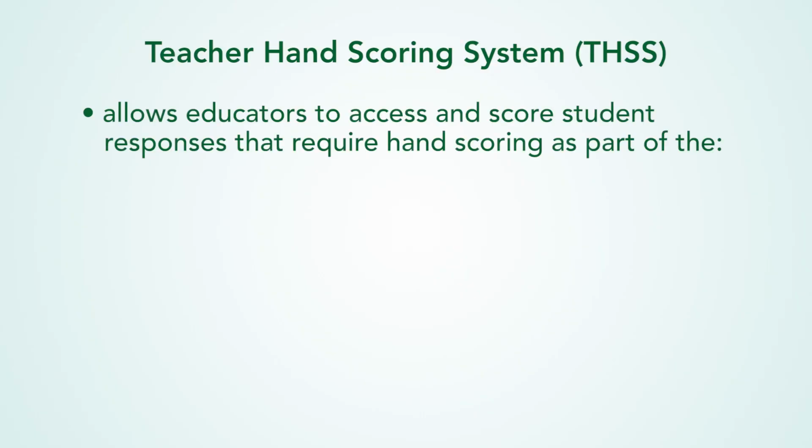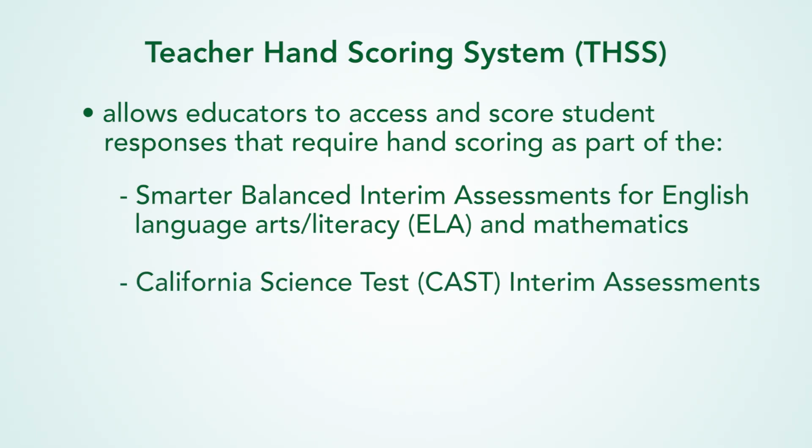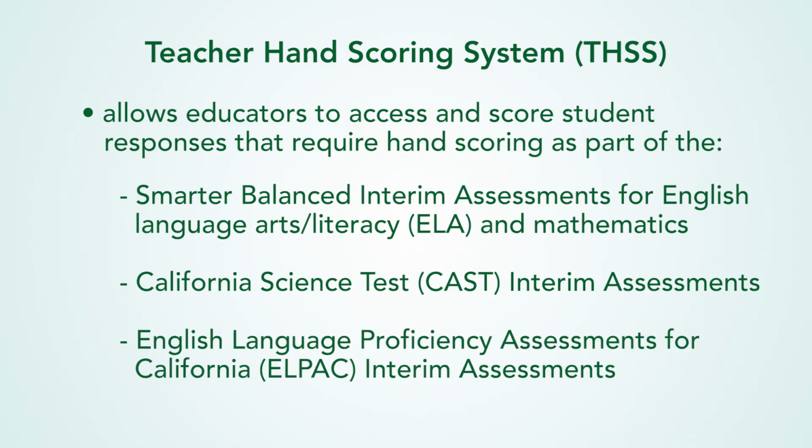The teacher hand scoring system, or THSS, allows educators to access and score student responses that are not machine scored and require hand scoring. Hand scoring may be required for certain assessments as part of the Smarter Balanced Interim Assessments for English Language Arts and Literacy, or ELA, and Mathematics, the California Science Test, or CAST, interim assessments, and the English Language Proficiency Assessments for California, or ELPAC, interim assessments.